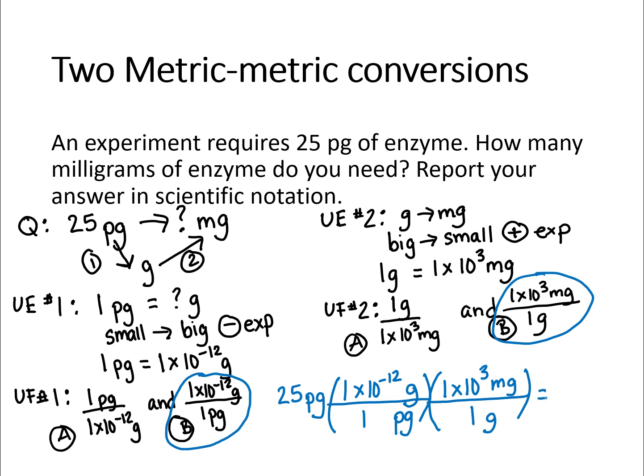And when you put that into your calculator, and you write it in scientific notation, you should get this, 2.5 times 10 to the minus 8 milligrams.